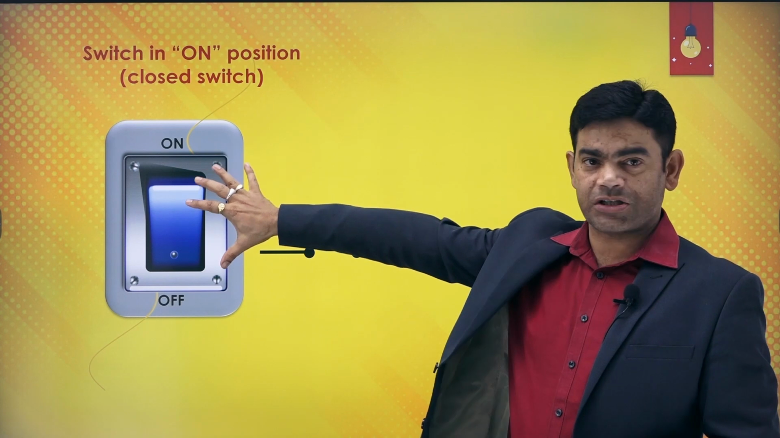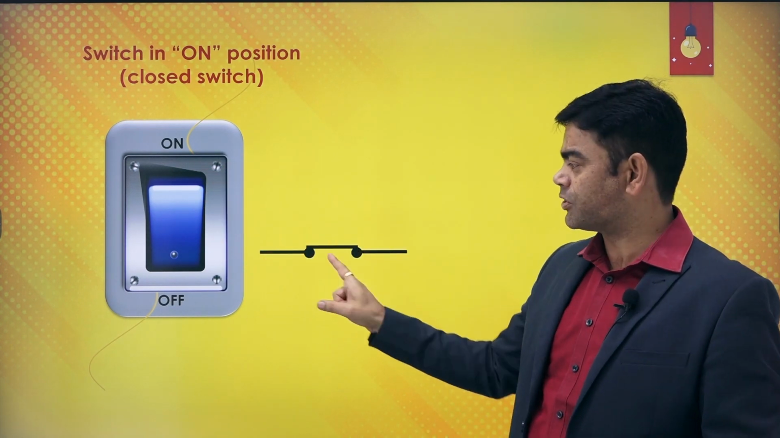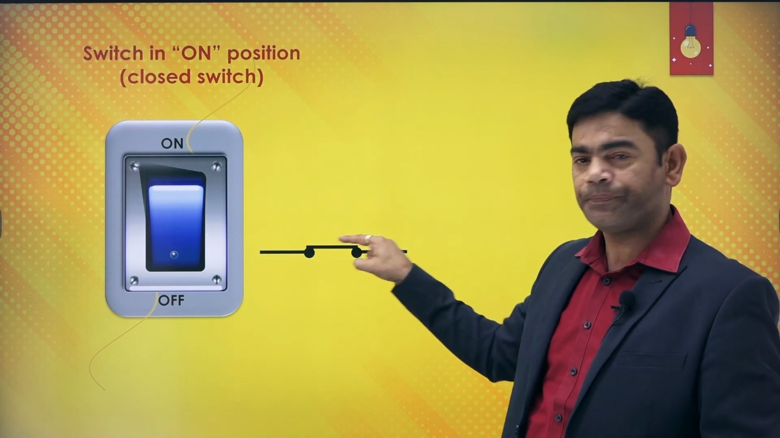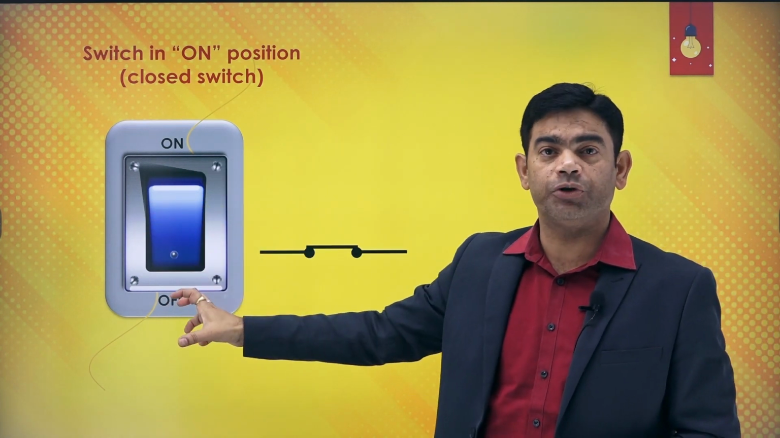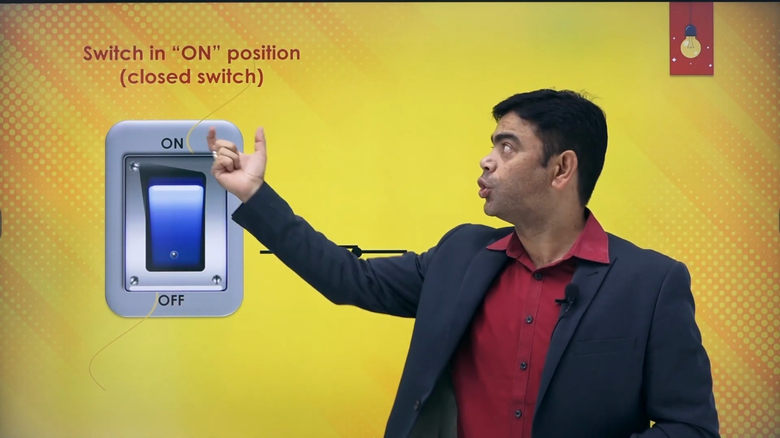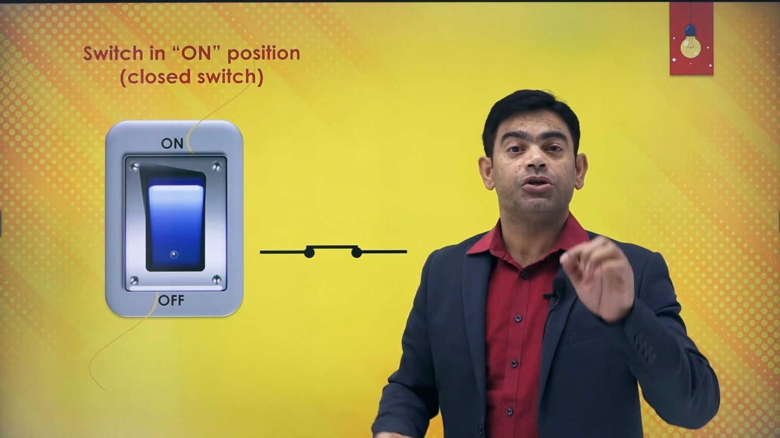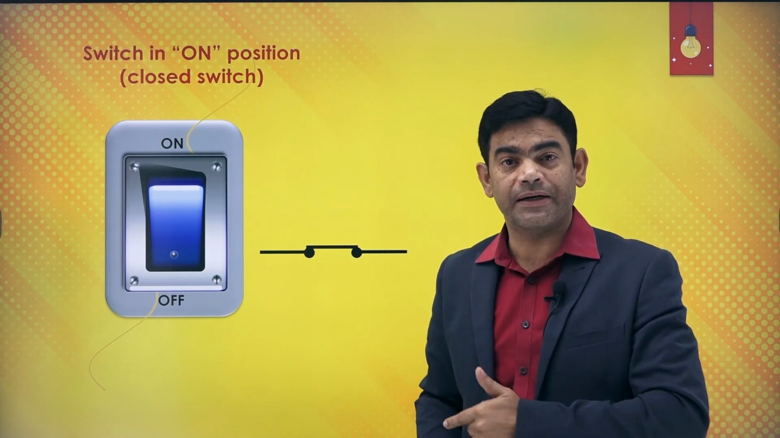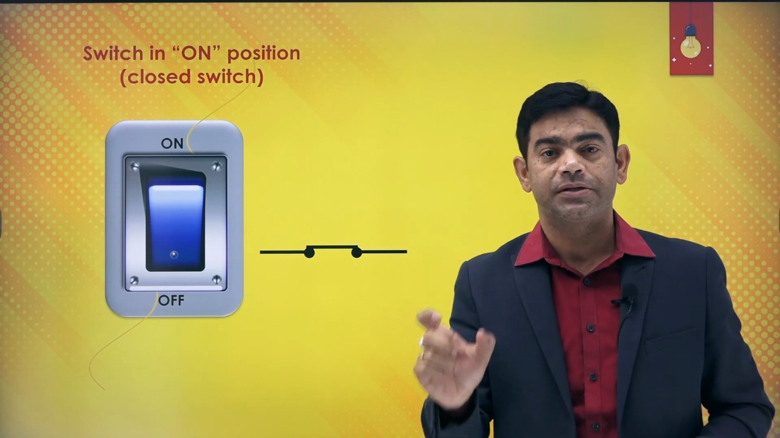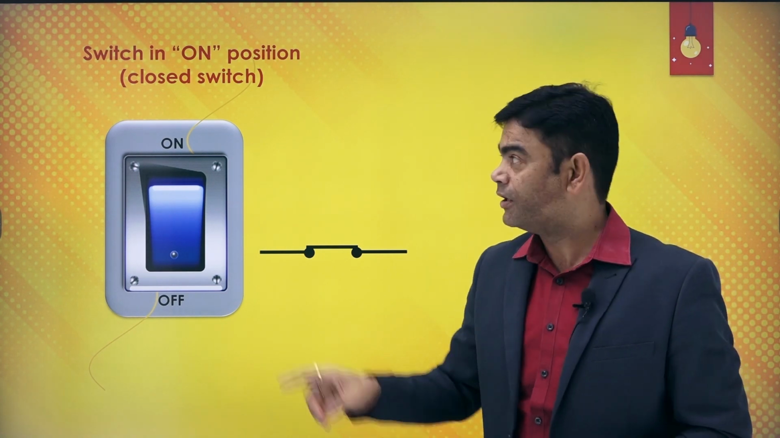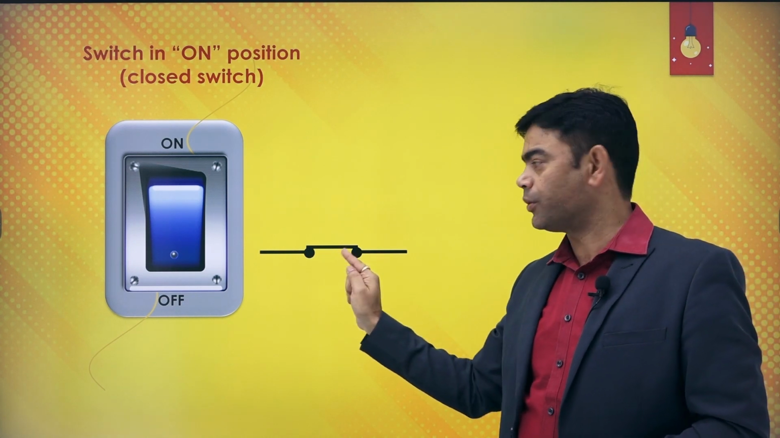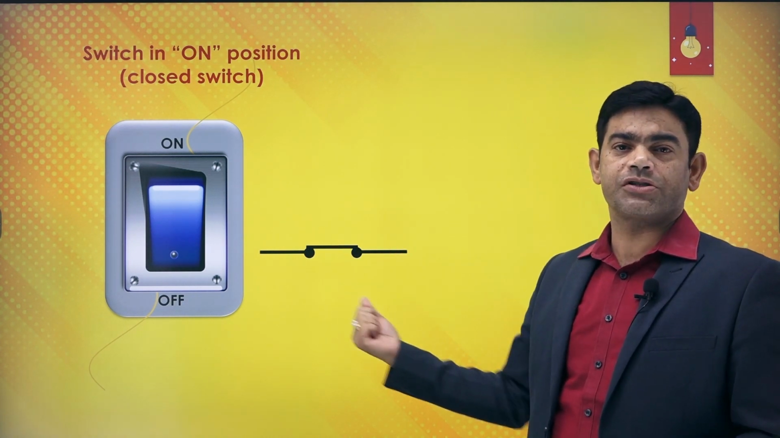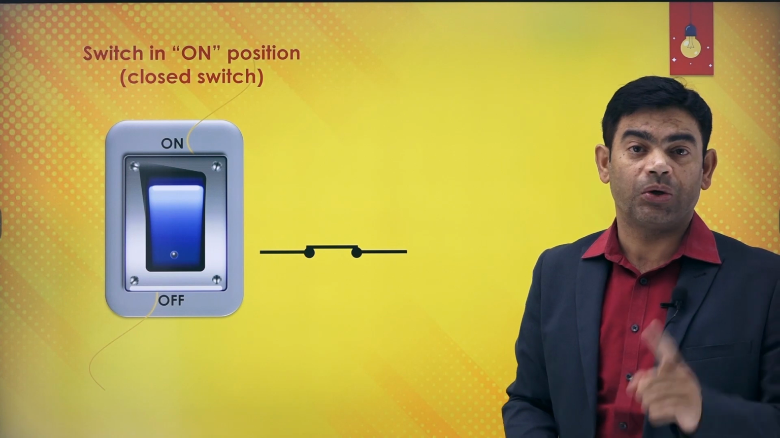Then switch. For a switch we use this symbol, two dots and a line. Now when the switch is in on position, we call it a closed switch. Remember, switch on in the circuit is written as closed switch. In a closed switch, both the dots are connected with a straight line. You can see over here the straight line and the two dots. So this is the symbol for a closed switch.